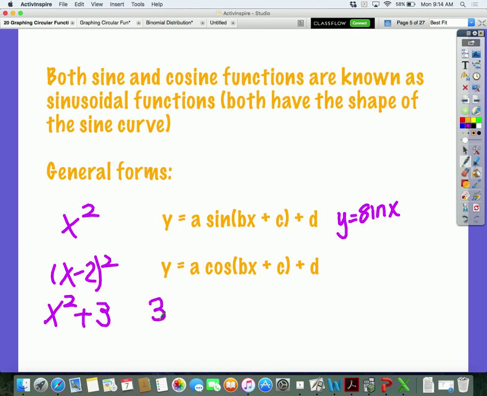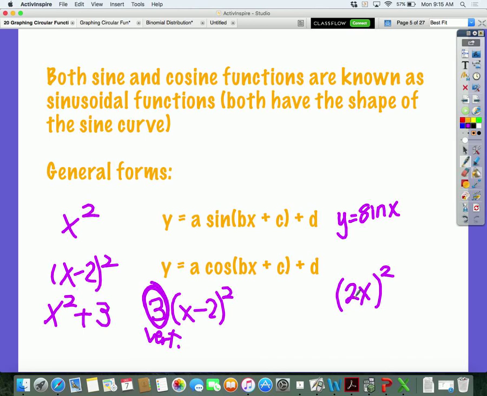The 3 makes it skinnier, or a stretch. And then the negative 2 makes it go right 2. What type of stretching does this 3 do? It was a vertical stretch. Compared to the one on the inside, that would be horizontal, and whenever it was on the inside, it was always the opposite. So if you had 2x, it would be a horizontal stretch by 1/2. The same types of transformations apply to your trig functions, sine and cosine.